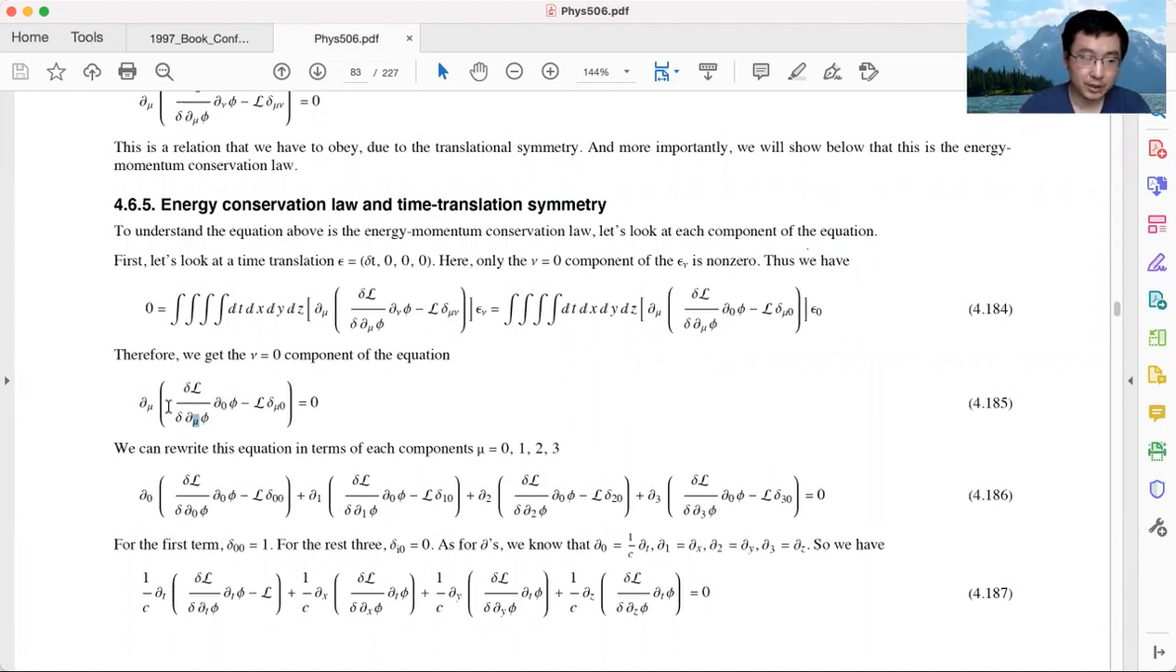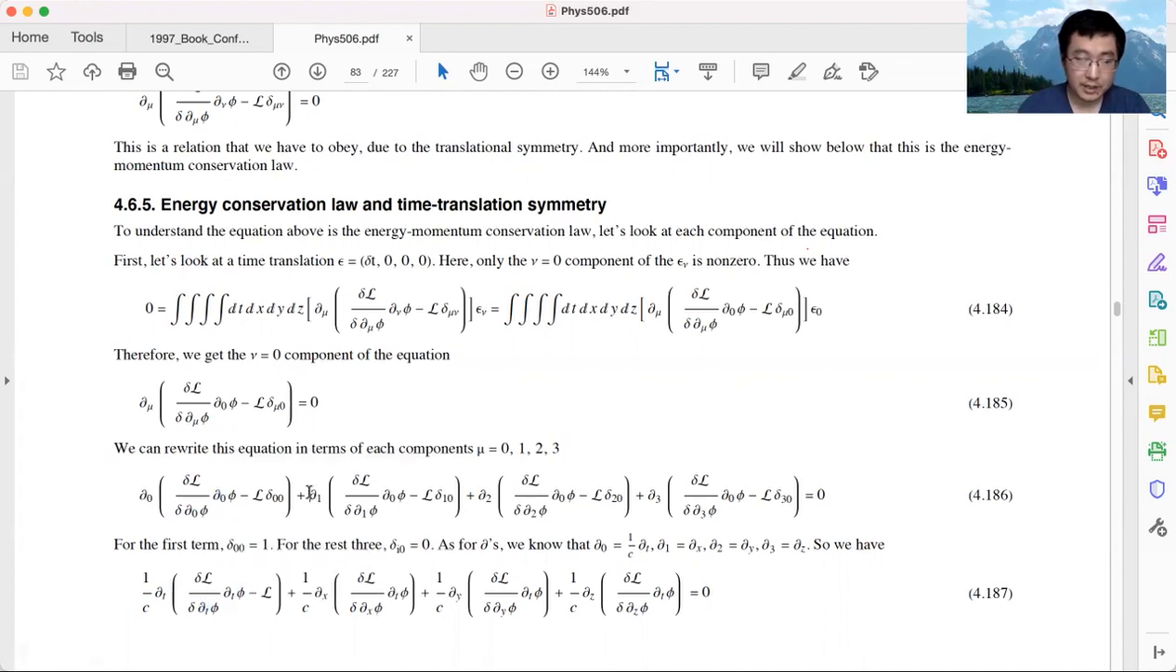With repeating indices, we sum over it, sum over 0, 1, 2, 3. And the partial 0, as we have shown earlier on, partial 0 is 1 over c partial t. So this partial 0, I should replace with 1 over c partial t. I should do the same thing for this partial 0 and this partial 0. For these two partial 0, their 1 over c coefficients cancel because one is in the denominator and one is in the numerator, so they both become partial t. The speed of light cancels out.